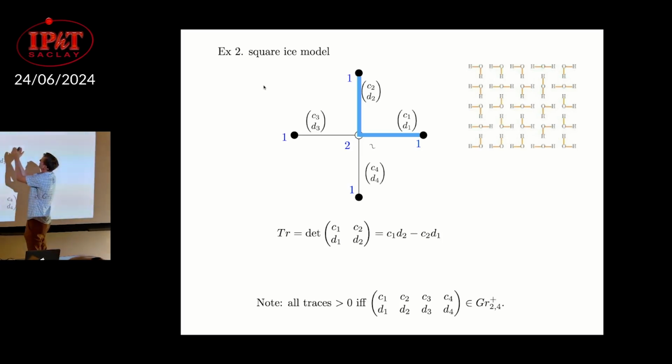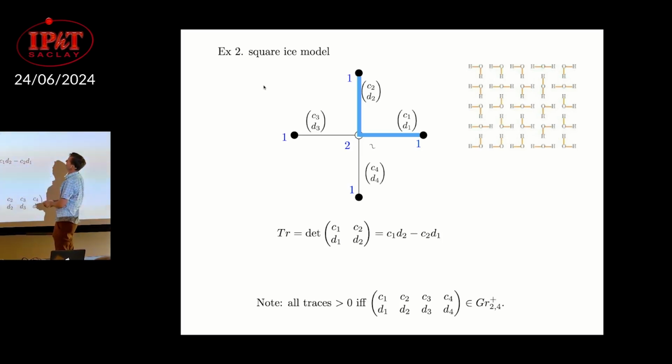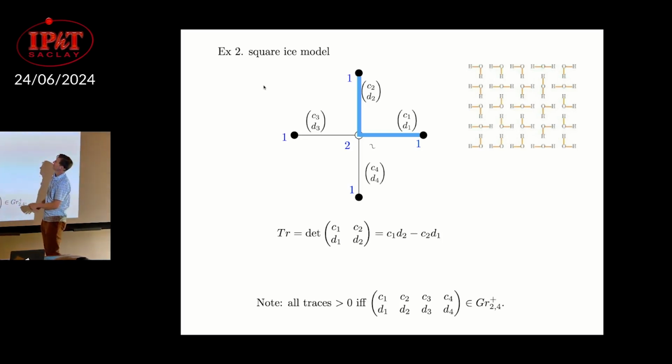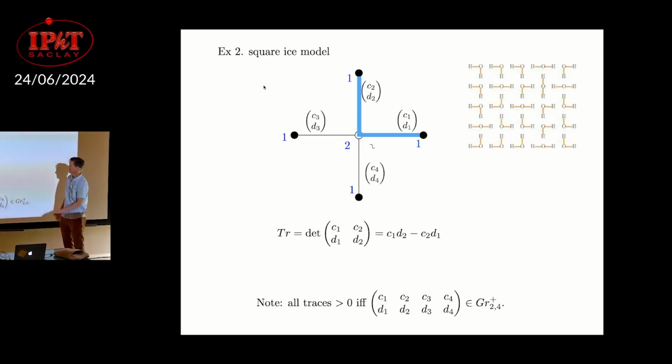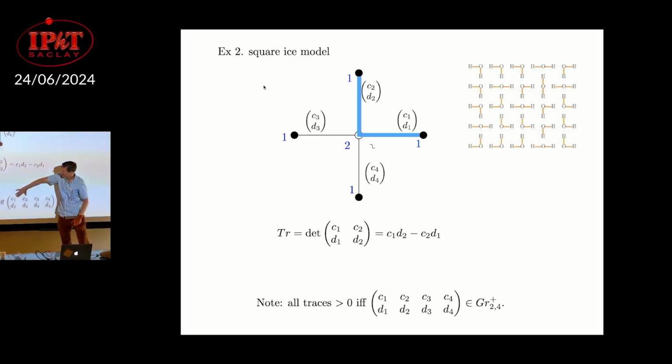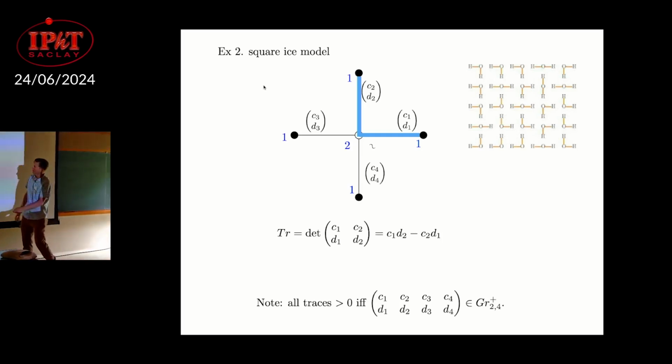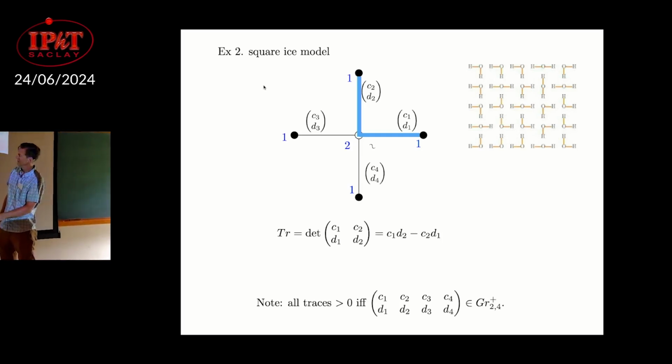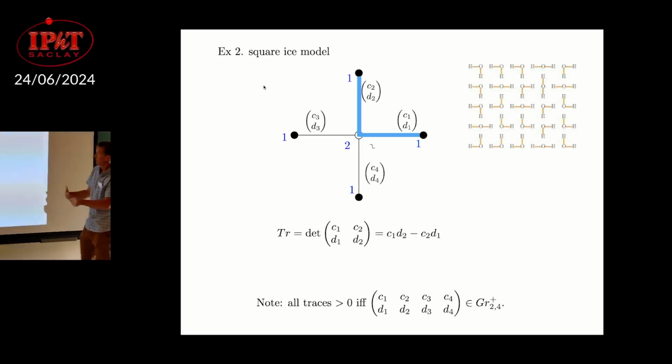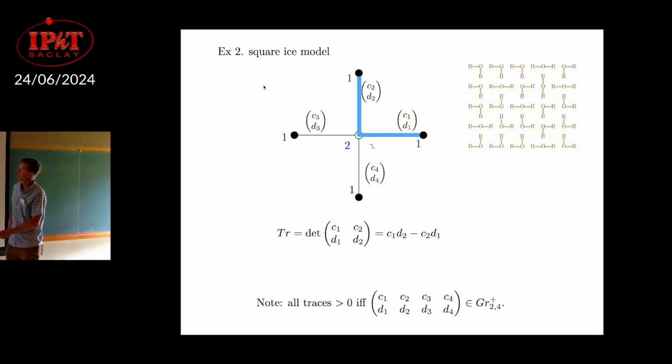So there are 6 different possible molecules. Each one corresponds to a minor of this 2x4 matrix, which you make from the different columns there. Starting from the cilium, I go counterclockwise, C1, D1, C2, D2, and so on. I get a 2x4 matrix, and each molecule is going to be a Plücker coordinate, that is, a maximal minor determinant of this 2x4 matrix. And in particular, all the traces are going to be positive if the matrix itself happens to be in the totally positive Grassmannian, GR24.